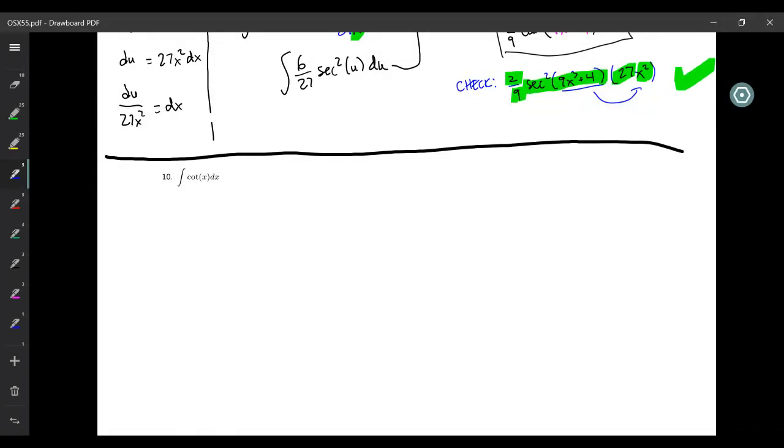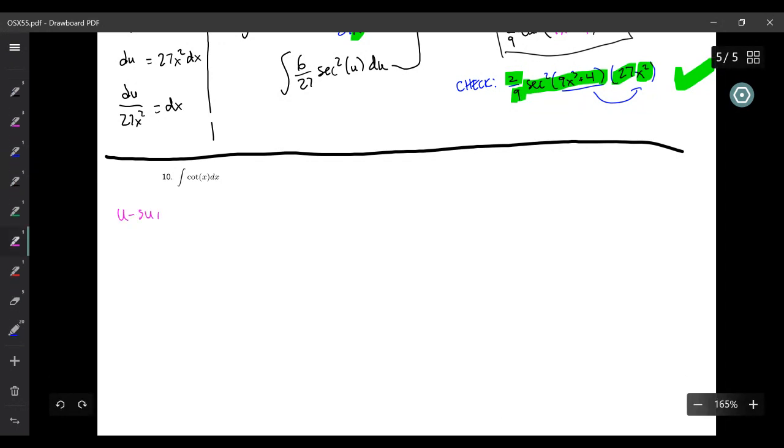All right, this takes us to the last question here. We've got the integral of cotangent of x. All right, this brings us to another comment about u substitution. You never want to pick x as your u, because if you do that, then you're going to end up with just this, which doesn't really help you.